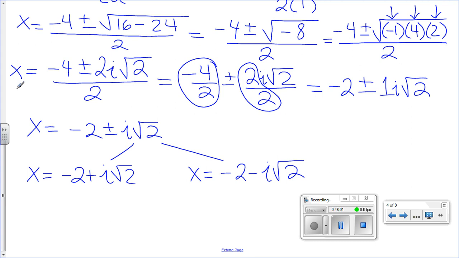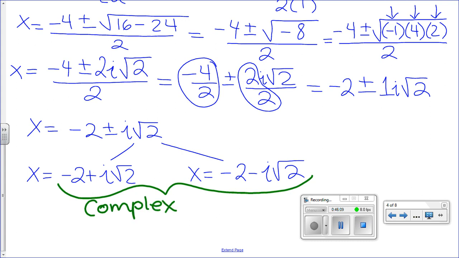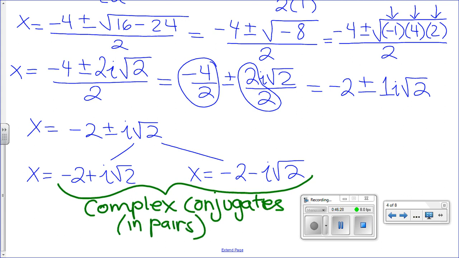And one interesting fact about both of the zeros is that they are complex conjugates. So anytime you have an imaginary zero, you're going to have its complex conjugate. So they always come in pairs, just like irrational zeros do.